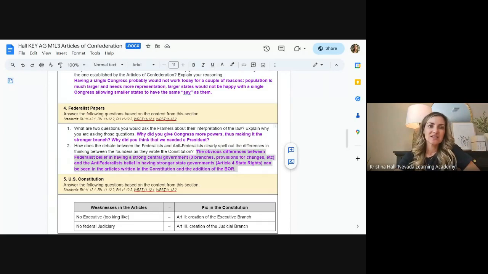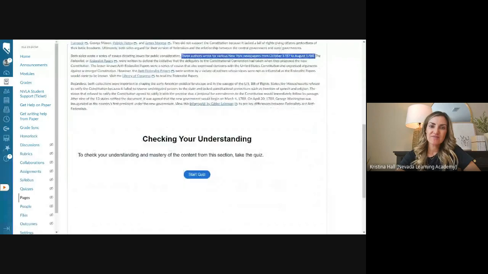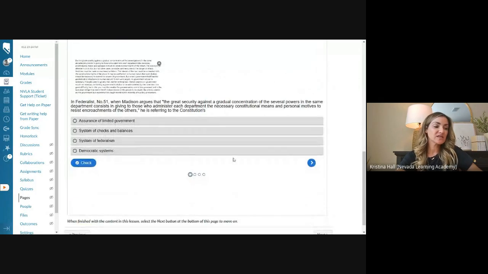All right, let's go over to checking for understanding, okay? And so we're going to start the quiz. And remember, these are awesome because they help toward the quiz. A lot of times these pop up on the quiz, okay? So in Federalist Paper number 51, like I said, there was a lot of them.